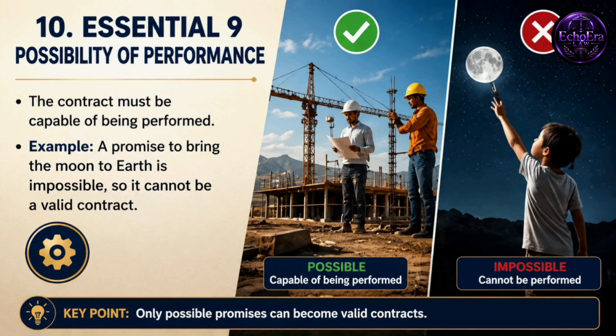The ninth essential is possibility of performance. The contract must be capable of being performed. The law does not recognize impossible promises. For example, if someone promises to bring the moon to earth, it is impossible. Since the promise cannot be performed, it cannot become a valid contract.